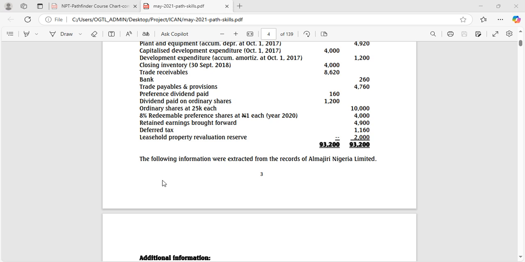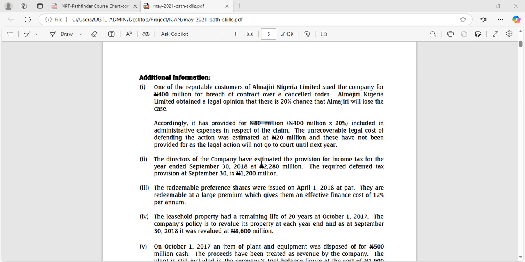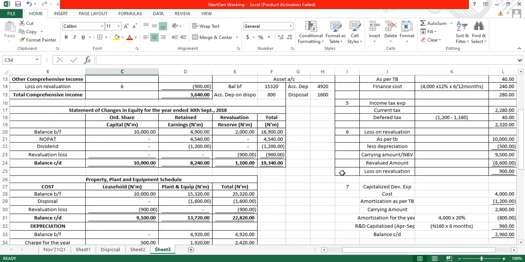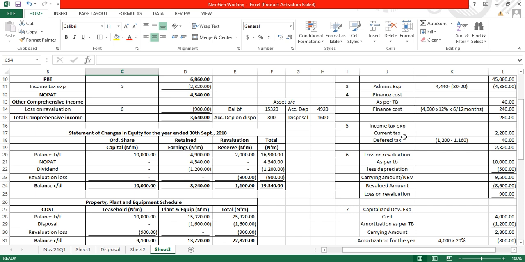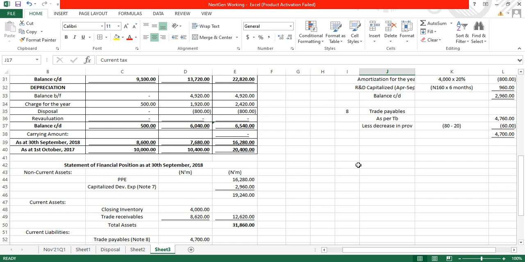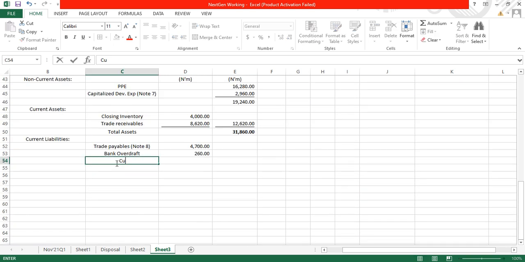What else do we have, please? Tax. Thank you. We have a deferred tax. In our deferred tax account, I thought we calculated it as well, right? Now we have a current tax of 2,280,000. That current tax also is a tax payable, right? Any other thing?